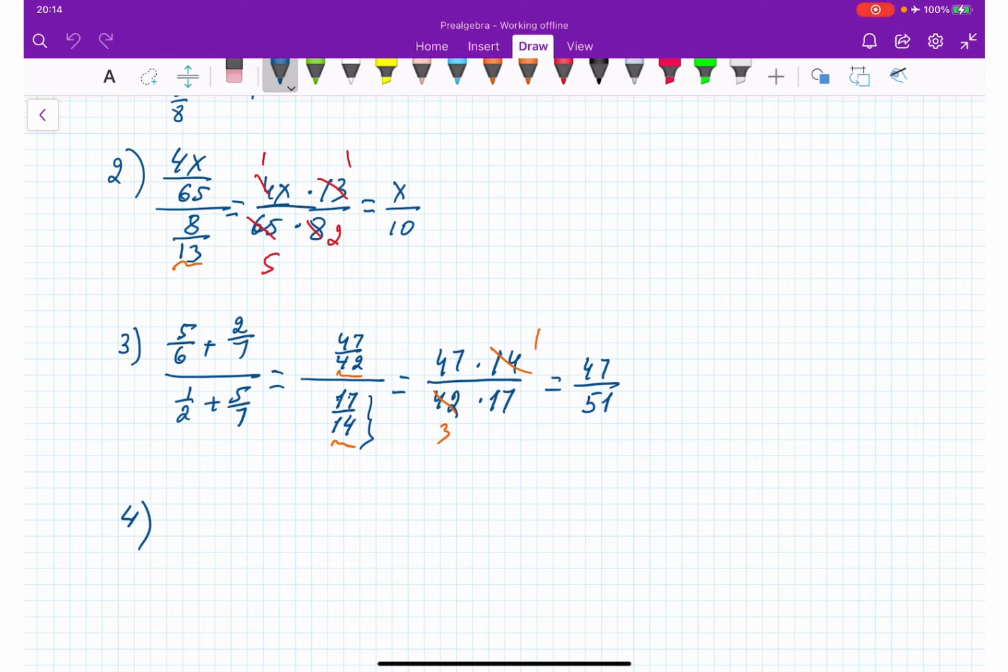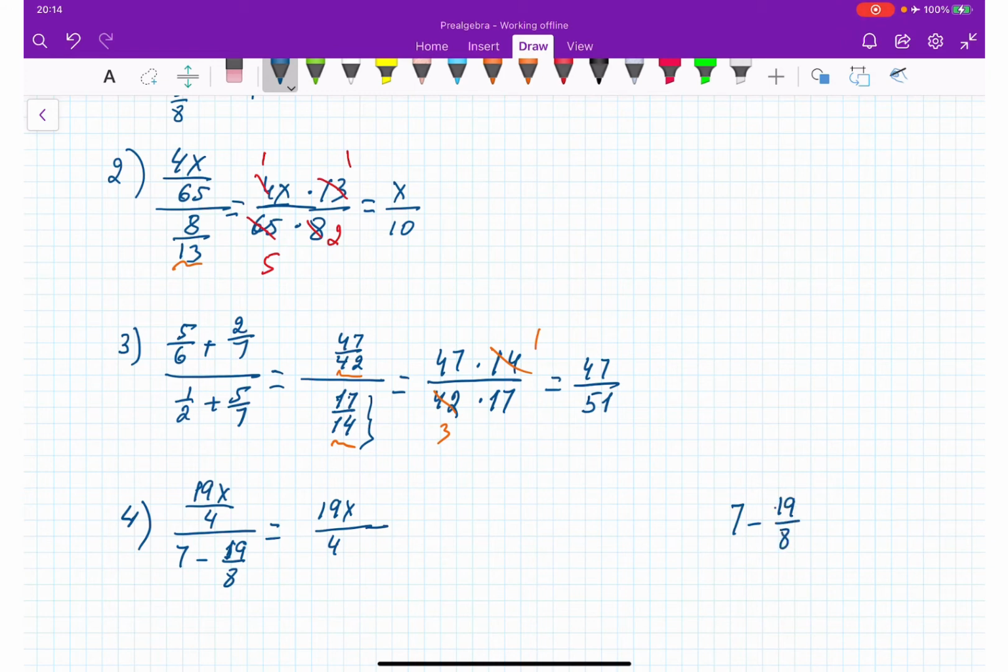19x over 4 divided by 7 minus 19 over 8. Okay, so what's going to happen? 19x over 4, so 19x here, 4 comes here. Now let me do some drafting. 7 minus 19 over 8.